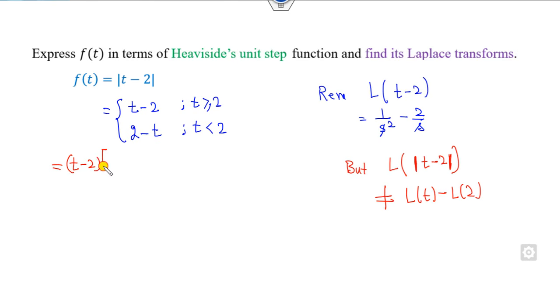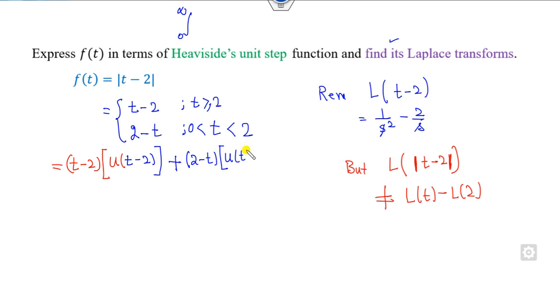So t minus 2 u of, okay, firstly, because it's a Laplace transformation, the Laplace starts from 0 to infinity. So I can write this term as 0 less than t, and the upper limit is infinity. So it is t minus 2 only, plus for the second component 2 minus t into u of t minus 0, that is here, and u of t minus 2.